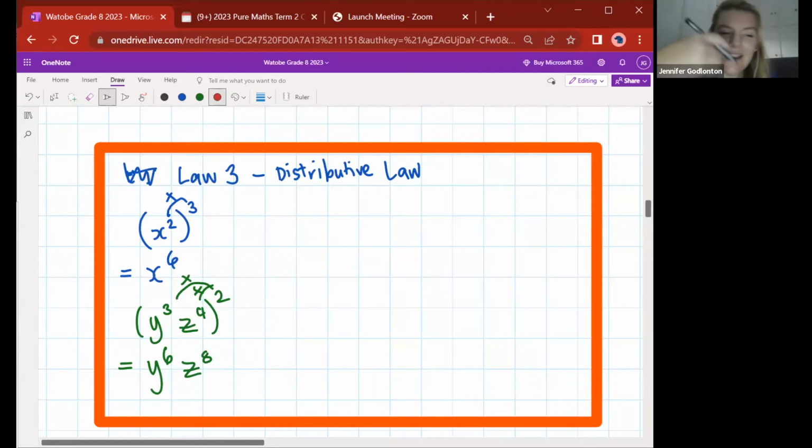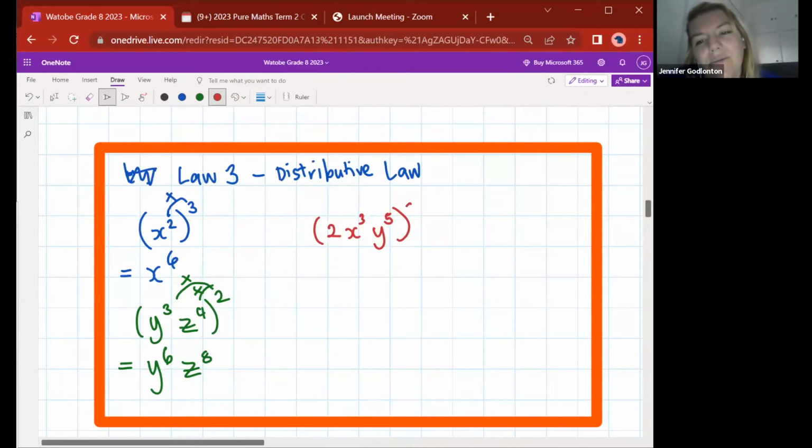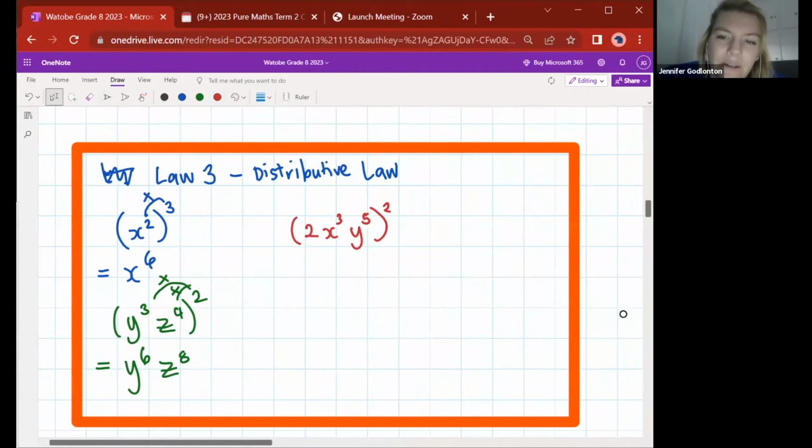Beautiful. Okay, let's try it in a slightly different way. Let's say I had 2x to the power of 3, y to the power of 5, all to the power of 2. Who thinks they can tell me what that answer would be?